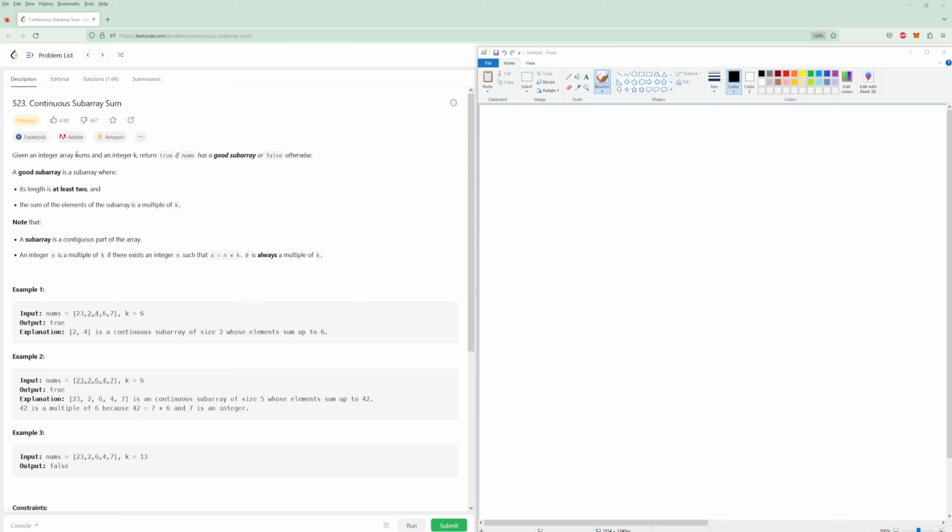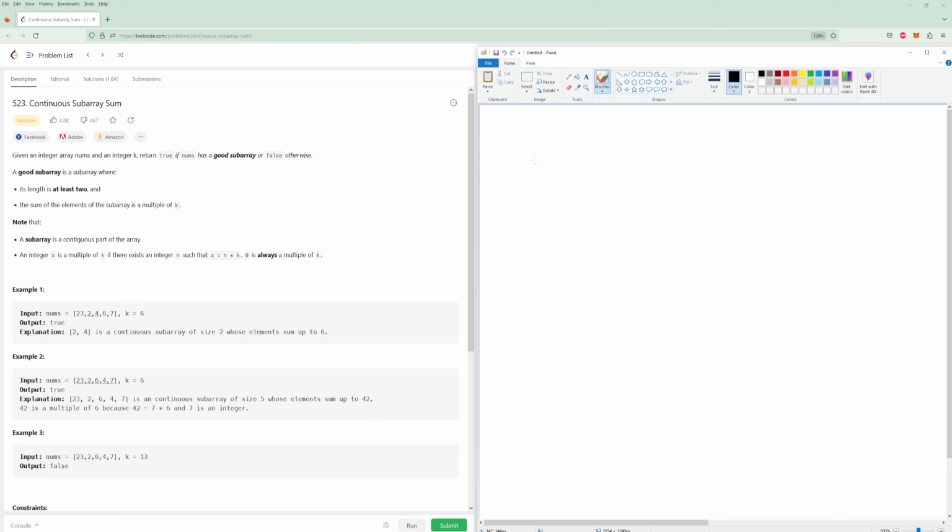Given an integer array nums and an integer k, return true if nums has a good subarray or false otherwise. A good subarray is a subarray where its length is at least 2 and the sum of the elements in the subarray is a multiple of k. Note that a subarray is a contiguous part of the array, and an integer x is a multiple of k if there exists an integer n such that x equals n times k. 0 is always a multiple of k.